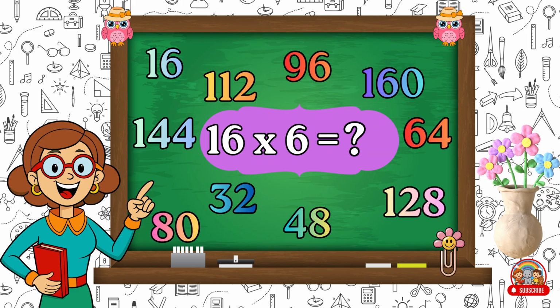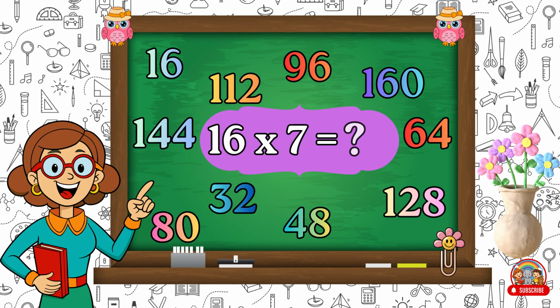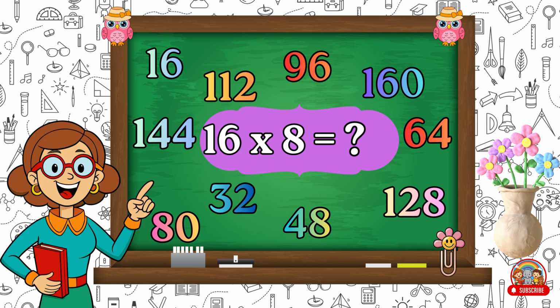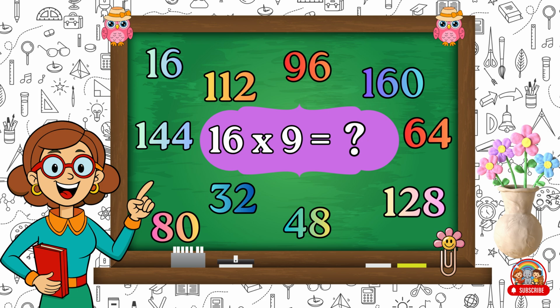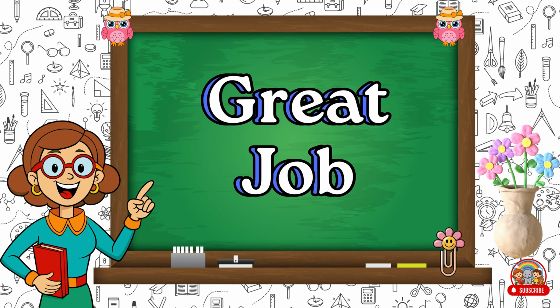16 sixes are 96. 16 sevens are 112. 16 eights are 128. 16 nines are 144. And last 16 tens are 160. Very good, kids. Now you know the table of 16.